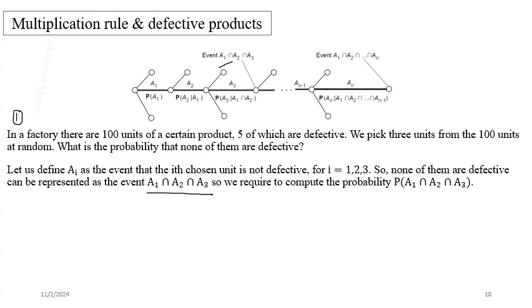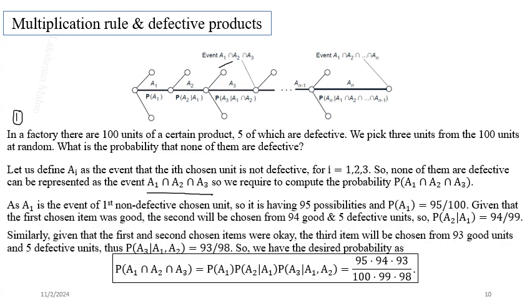Now, computing the probability of A1, A2, A3 is much simpler here. How does the situation come? A1 is the event that the first chosen unit is non-defective. That is what we have chosen first. And so, how many non-defective units are there?